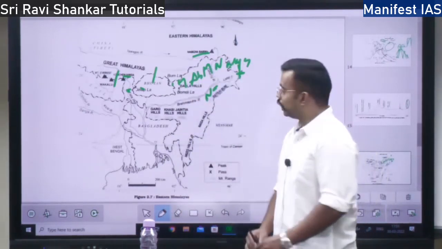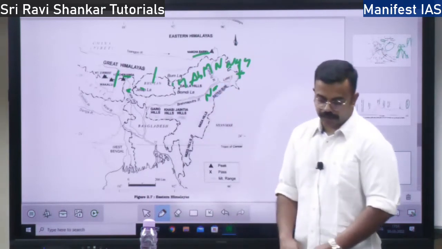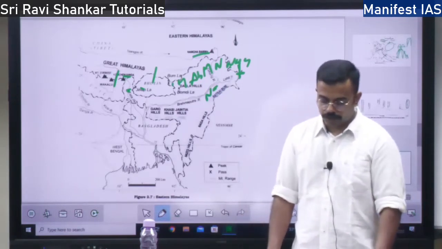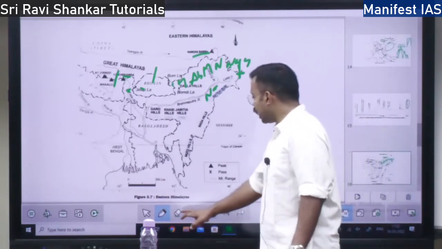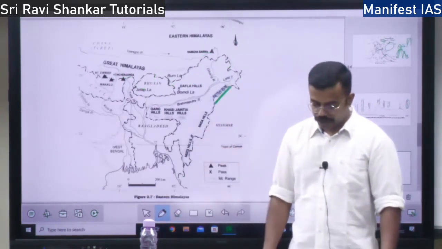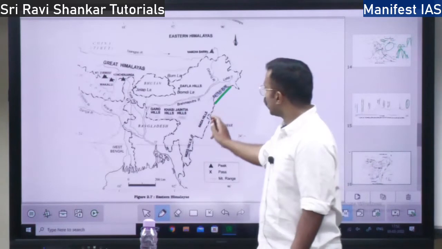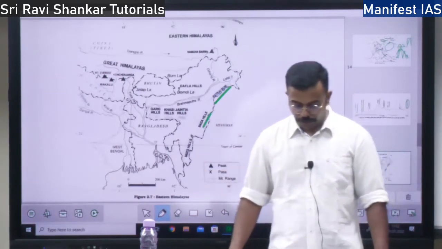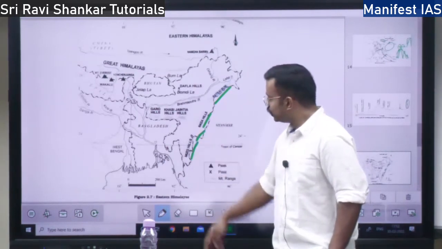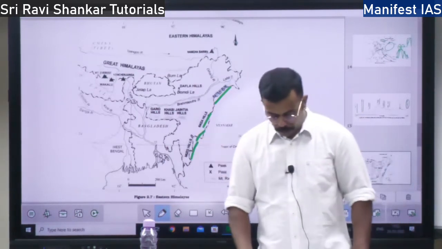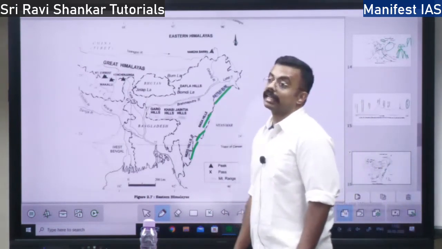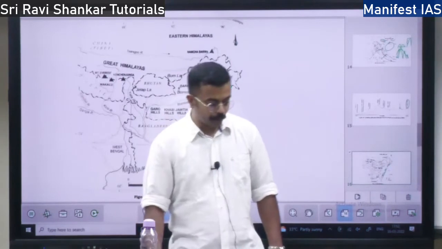Then you will find the eastern Himalayas, eastern hills and mountains. So it is in the north and south direction. Here, what are the mountains? First, you will find the Patkai Bum. Patkai Bum is the first one. Then you will find the Naga Hills. Then, what do you find? The Manipur Hills. And the last, not the least, Mizo Hills. Mizo Hills is also called Lushai Hills. There are Lushai people there.